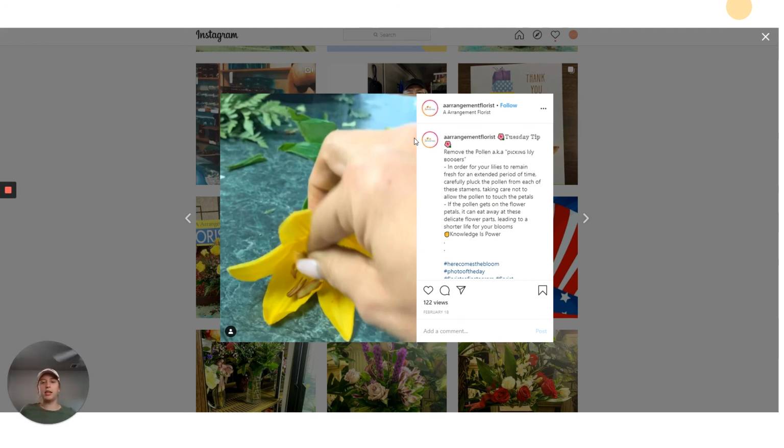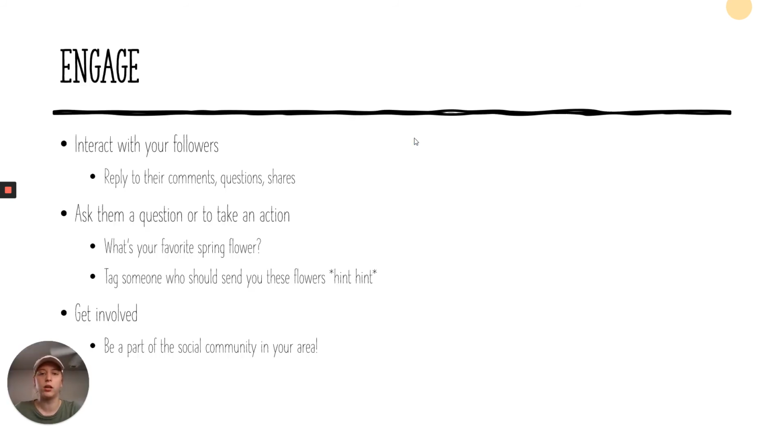This one I'm going to say is entertaining. It is also educational, from the A Arrangement Florist. So it's a boomerang of just taking the pollen out of the lily. The reason I think this is more entertaining, or it crosses both, is because in their description they put removing the pollen, aka picking lily boogers. So they're kind of poking fun at something that they're doing, and they're also providing some education behind it as well. So I thought that was a really good post.